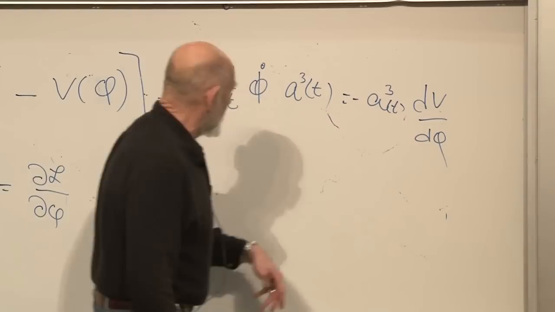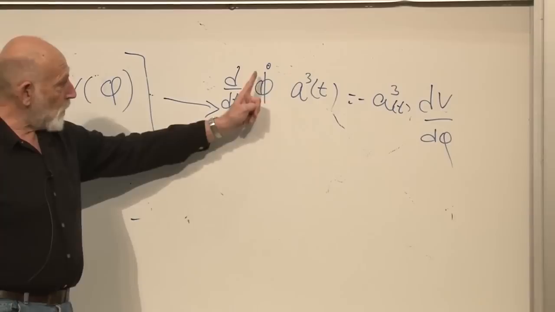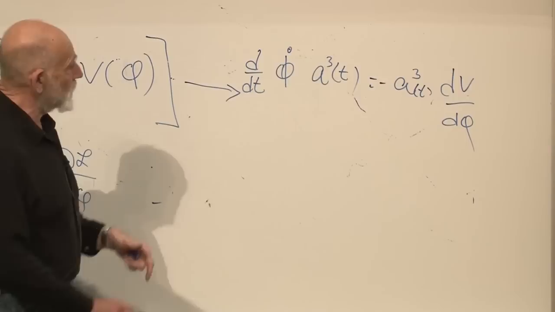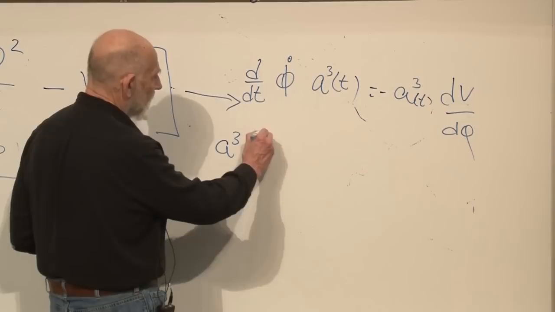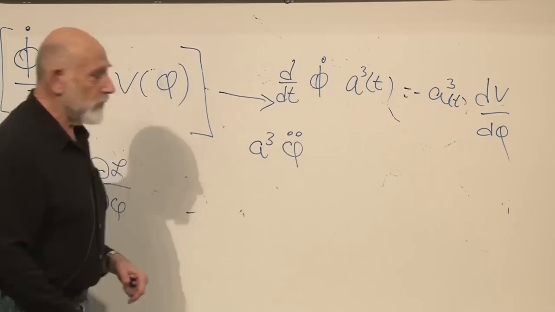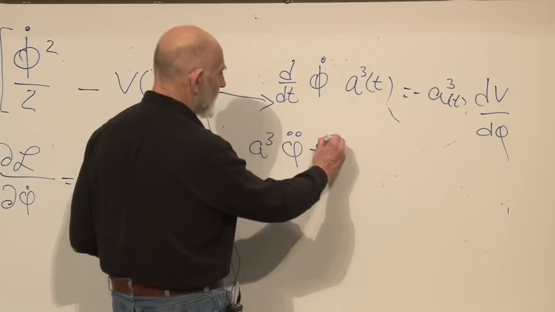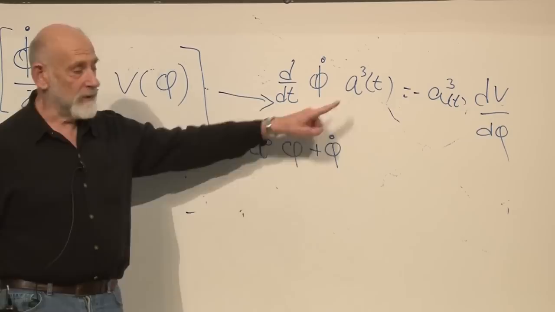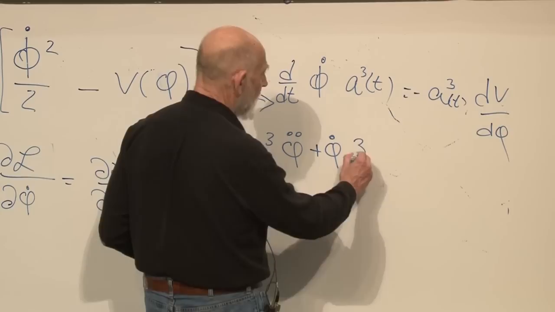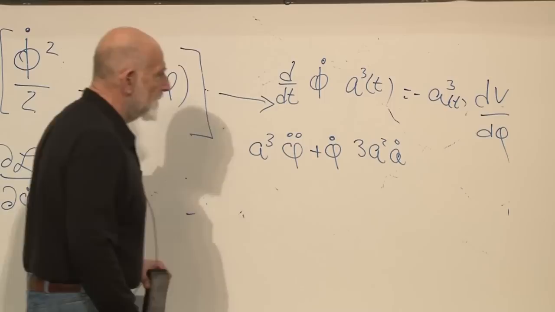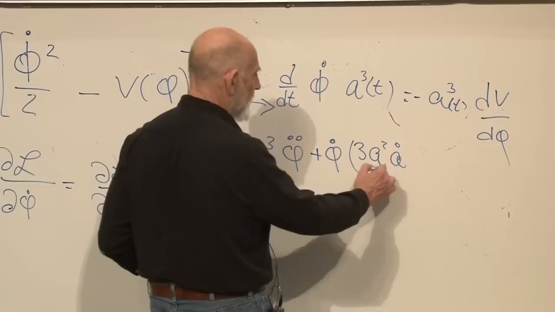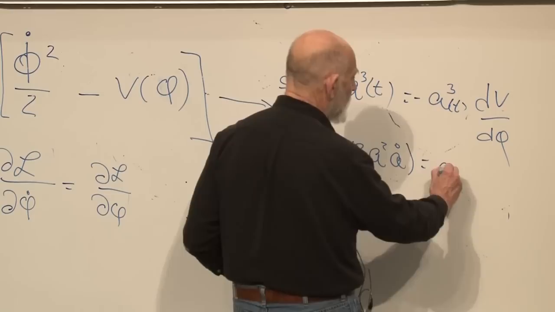First of all, in the d by dt, there are two terms. One comes from hitting phi dot, the other comes from hitting a cubed. The first one is a cubed times phi double dot. And what's the second term? It's phi dot times the time derivative of a cubed. The time derivative of a cubed is 3a squared times a dot. Do I have that right? Yeah. And that's equal to a cubed times the force on phi.